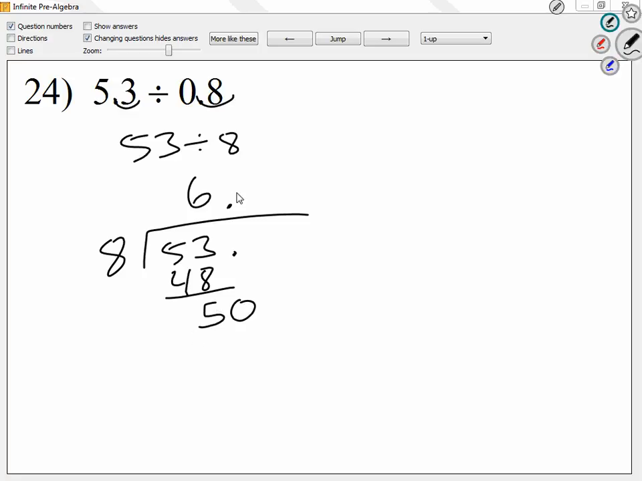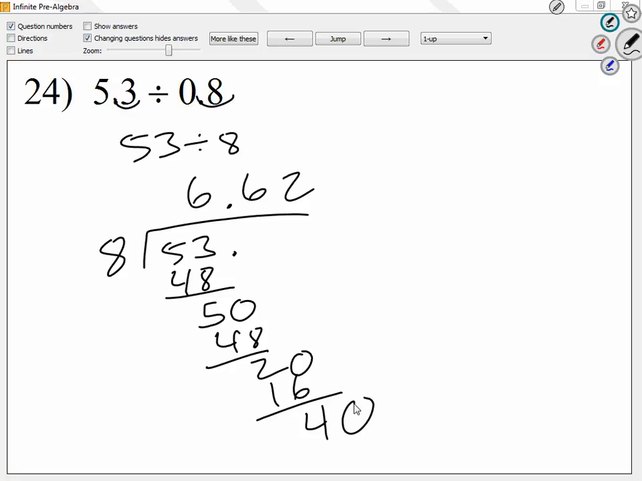8 goes into 50 6 times, because 6 times 8 is 48. When you subtract it, your remainder is 2. In order for you to continue, add a 0. 8 goes into 20 2 times. 8 times 2 is 16. Subtract that, my remainder is 4. So you continue, add a 0. 8 goes into 40 5 times. 5 times 8 is 40.